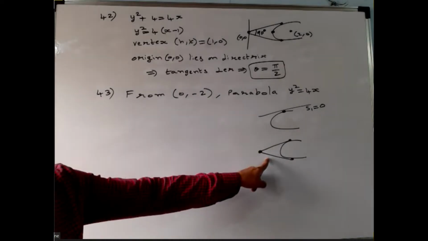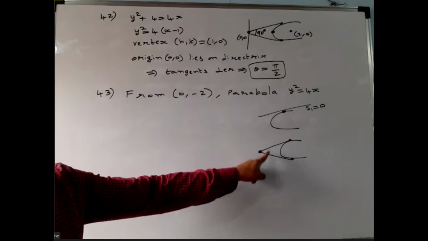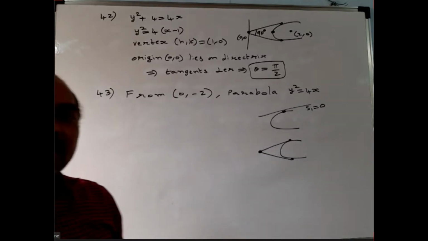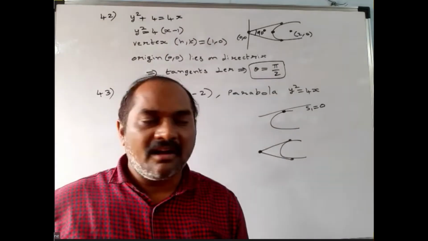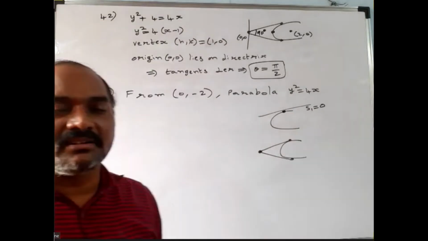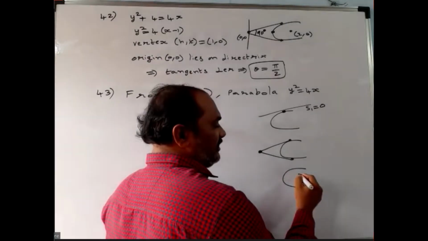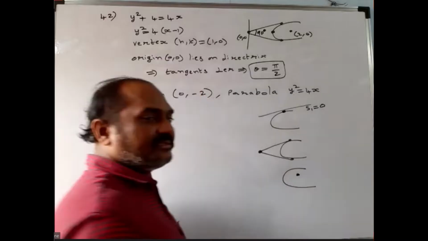How many tangents can we draw? Two tangents. Why? Here, does the point lie on the parabola or outside the parabola? Outside the parabola. Very good, Amman. Now, for this point, how many tangents can we draw?